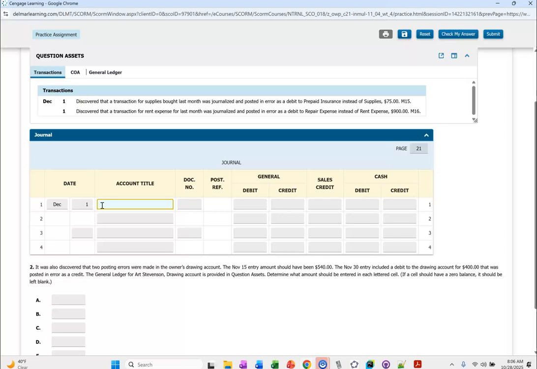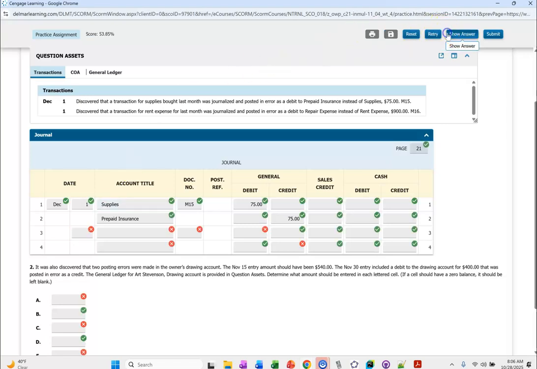And it says that we bought supplies, but we debited prepaid insurance instead of supplies. So the debit transaction should come first. We used memorandum 15, and supplies should have been a debit of $75. And then prepaid insurance should be credited the $75 to offset the debit that was put there incorrectly. So if we check our answer there, that looks good.